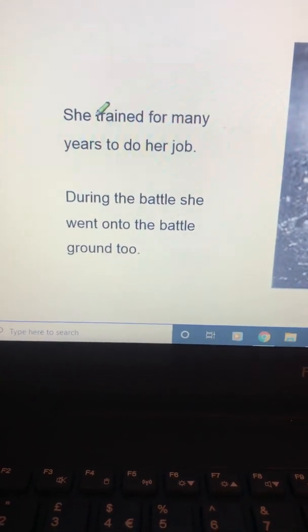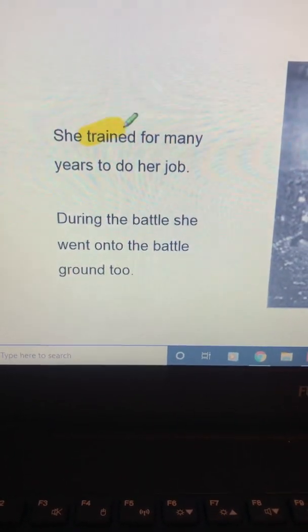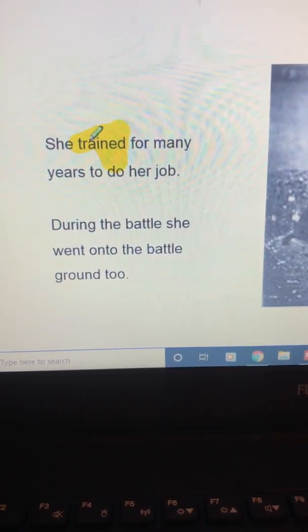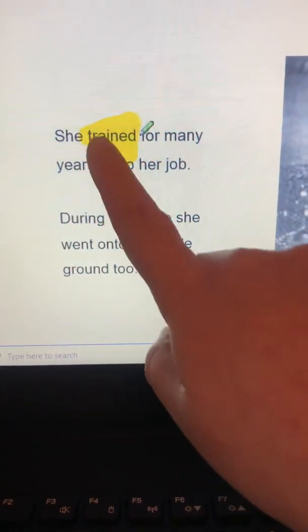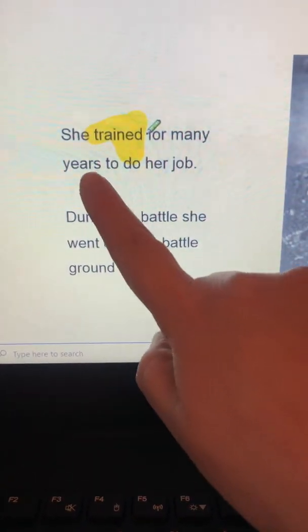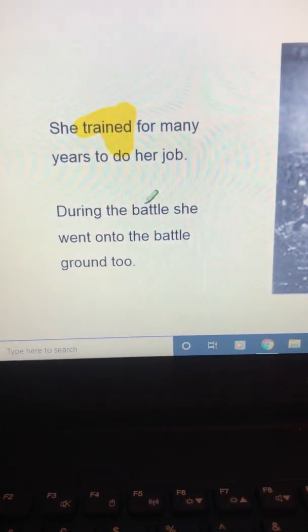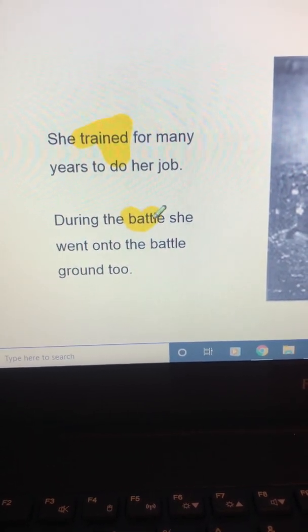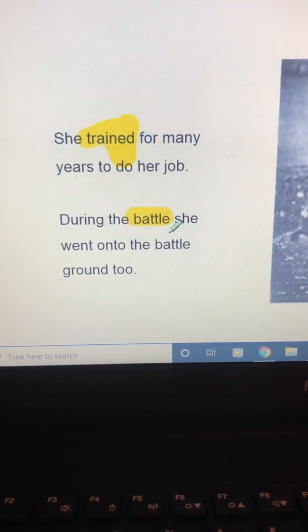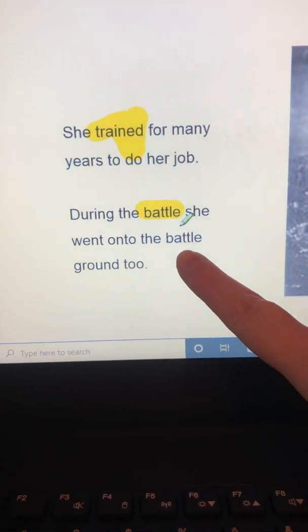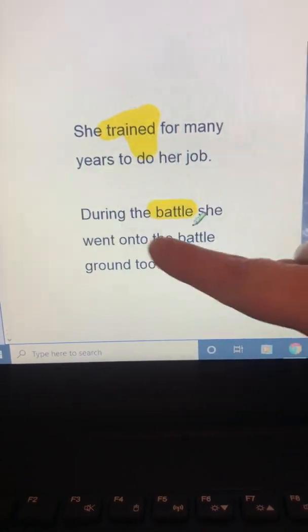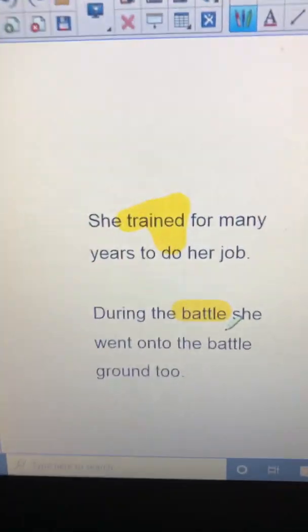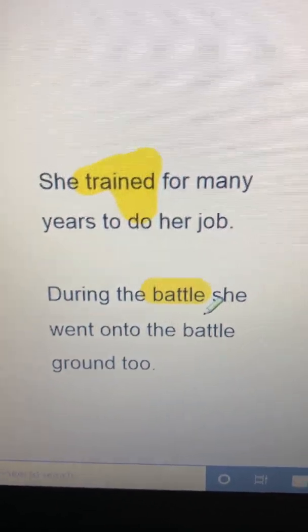So I'm going to pick this word here. It's quite tricky for me to do this with one hand. I'm going to highlight it. So I've highlighted the word trained. She trained for many years to do her job. And the other word that appears twice in the second sentence, sorry, really tricky to do this one-handed, is the word battle, and it appears again here. So I have chosen two tricky vocabulary words, so two new words to think about in a little bit more detail.